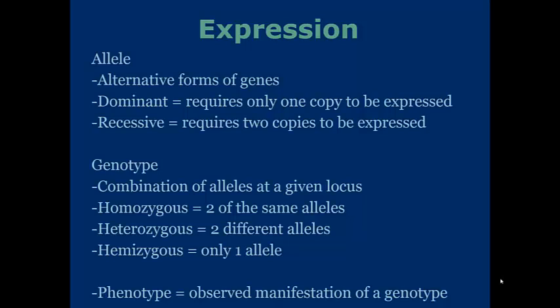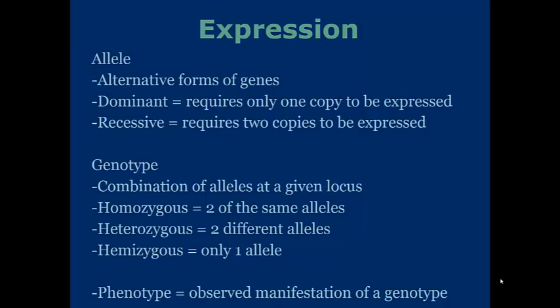An allele is an alternative form of a gene. There is dominant and recessive. A dominant gene requires only one copy for expression, whereas a recessive requires two. Genotypes are the combination of these alleles at a given locus. Homozygous means there are two of the same, heterozygous means there are two different, and hemizygous is where there is only one.